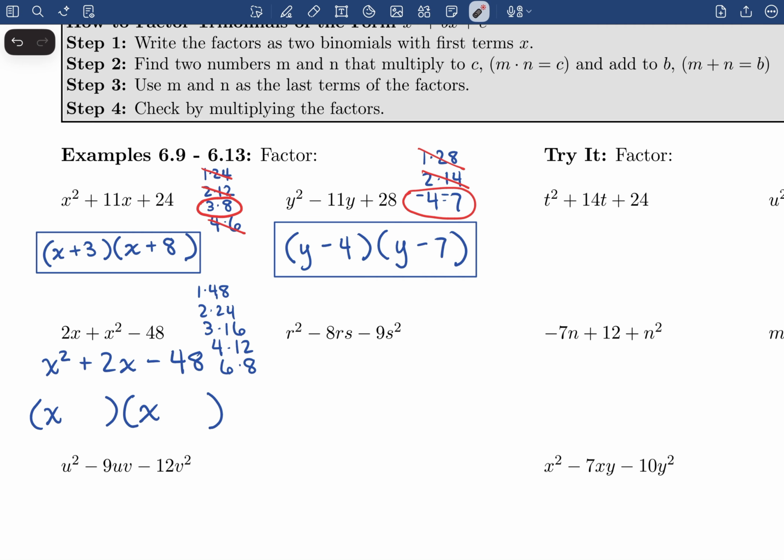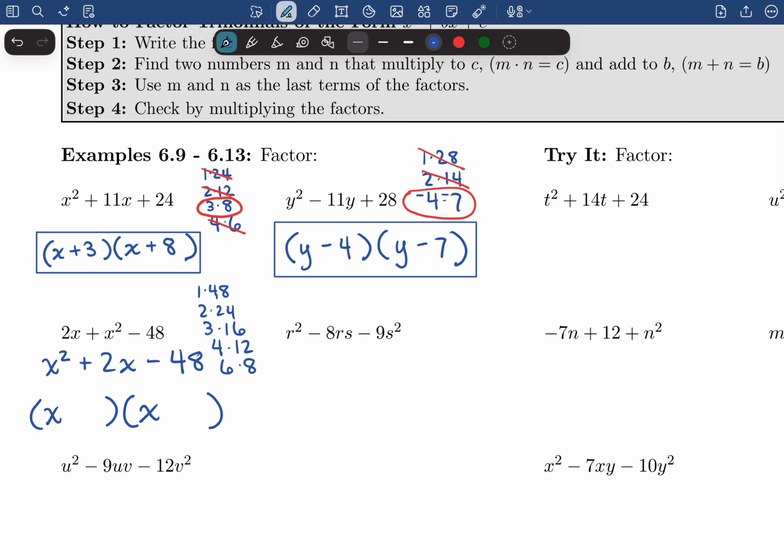Okay, but we need the set of factors that will sum to make positive 2, and it will also multiply to make negative 48. Because that's negative, I know that one of my factors will be negative. So I'm going to dig in here and see which of these sets of factors can sum together to make 2.